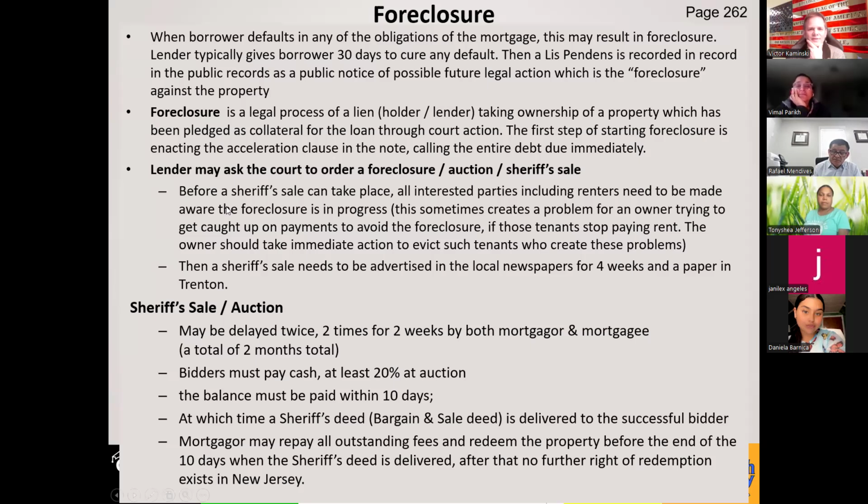Okay, so foreclosure is the legal process of a lien holder, the lender, taking ownership of a property which has been pledged as collateral for the loan through court action. The first step of starting foreclosure is enacting the acceleration clause in the note, which calls the entire debt due and owing immediately.